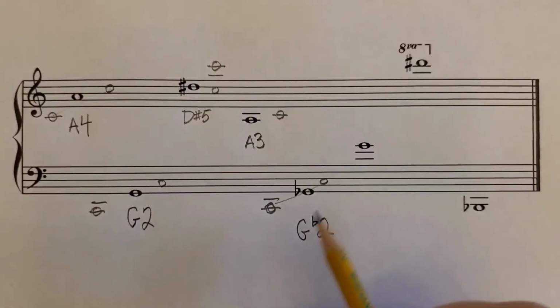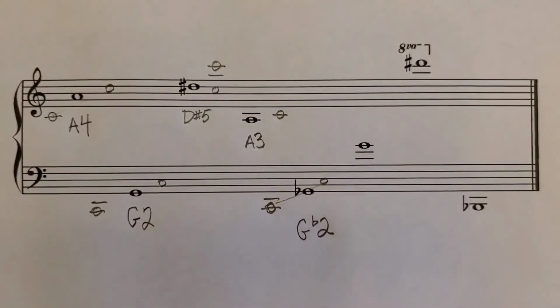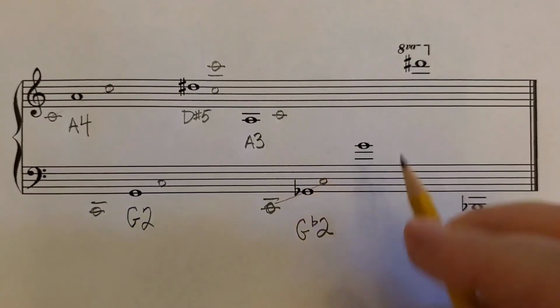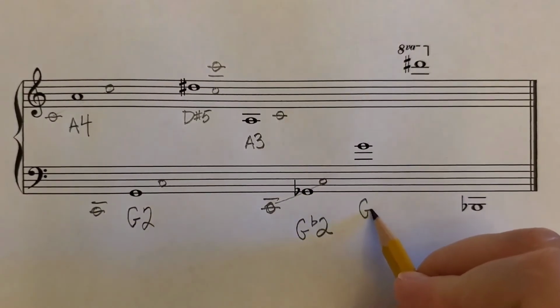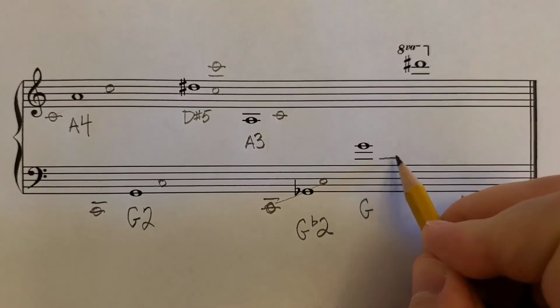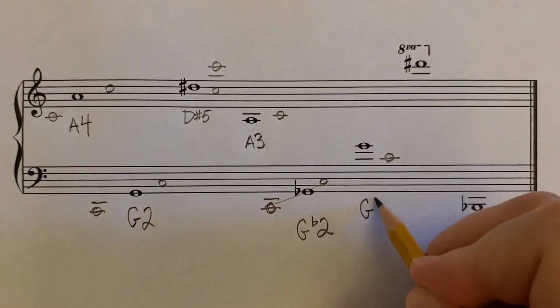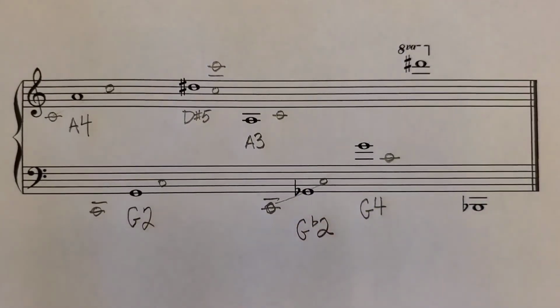Next one's a little more tricky. It has 3 ledger lines in the bass clef. And if you count it up from C, you could go C, D, E, F, G. So you know it's the note G. Now middle C in the bass clef is right here. That's C4. So this is G4. It's the G above middle C.